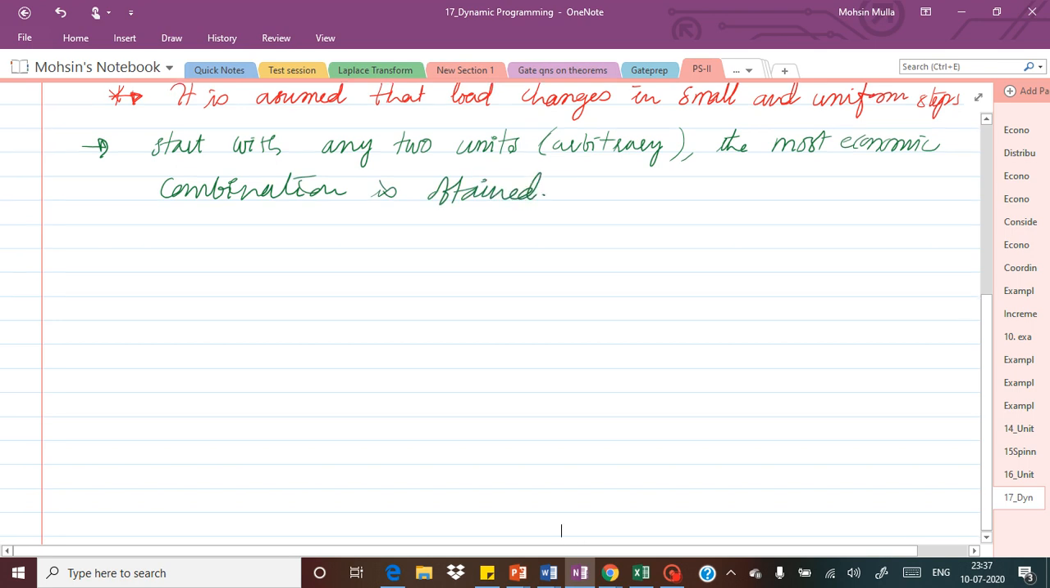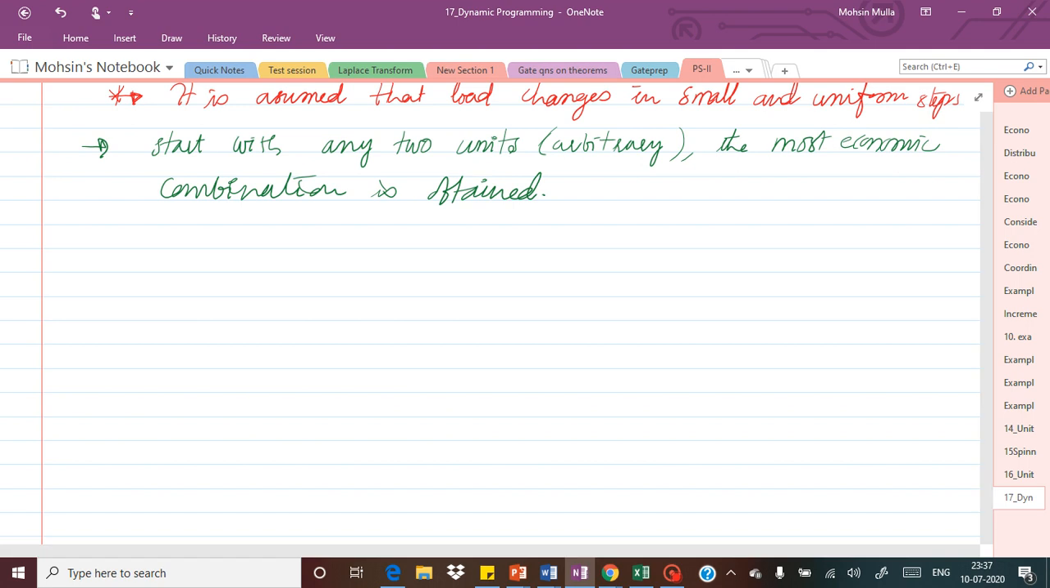So that is what we are going to do here. For that particular combination, various steps are selected. Suppose we are starting with 400 megawatt, then we add 50 megawatt at each step, and we determine the combination that is most economic for these two units.